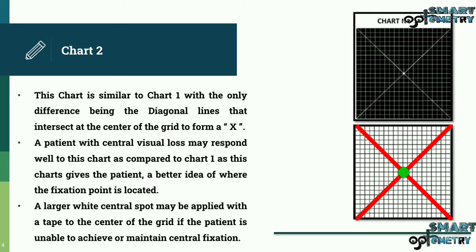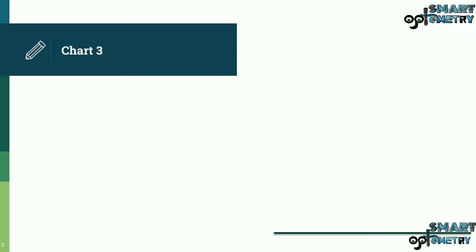A larger white central spot may be applied with a tape to the center of the grid if the patient is unable to achieve or maintain central fixation. Here you can see both the types of Amsler's chart with the diagonal lines that intersect at the center and form an X.